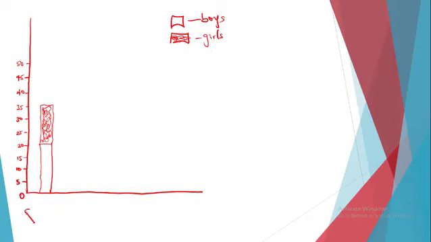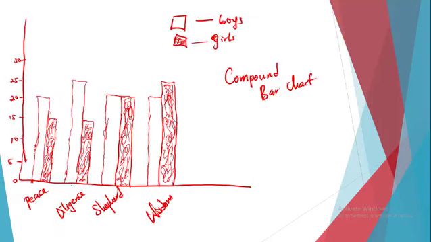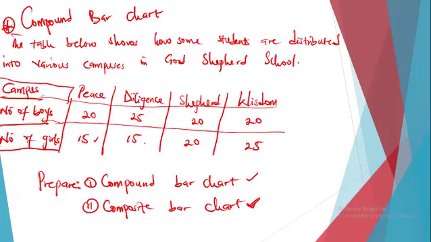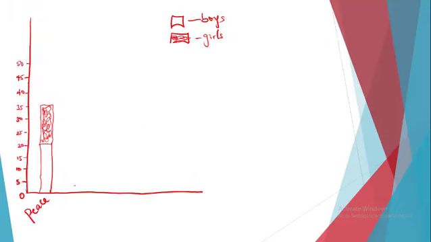Then this is Peace. So we'll go over to the second person, which is Diligence. 25, 15. 25 plus 15 will give us 40. Then we bisect it, 25 and then 15. Okay, the spacing must be equal to that of the first. So we are going to 40. This is 40. Draw it down. Then the boys are 25, which is here, and the girls are 15, which is this. So you shade it.